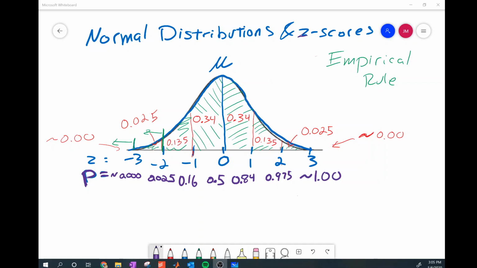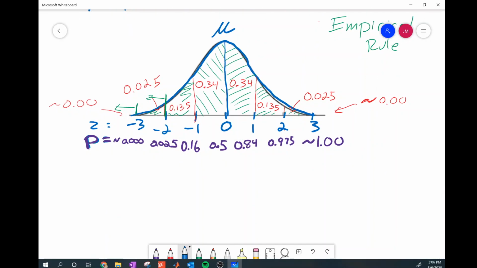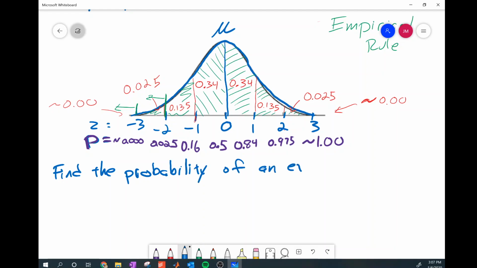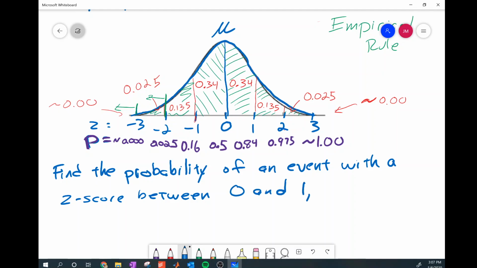So why is this important? Well, this provides us with a nice, easy way to do faster calculations. Suppose I wanted to find the probability of an event with a z-score between 0 and 1.